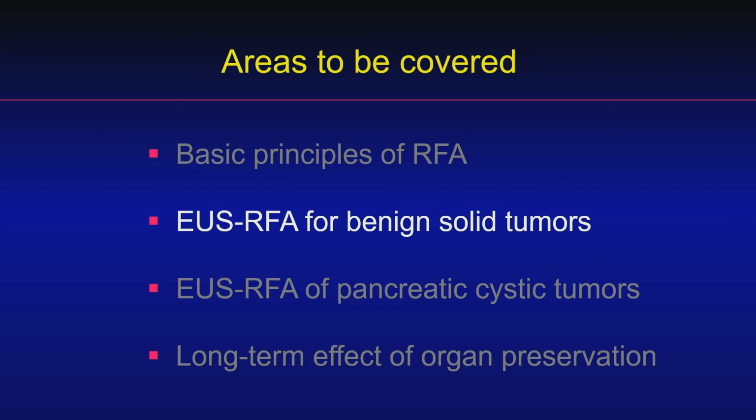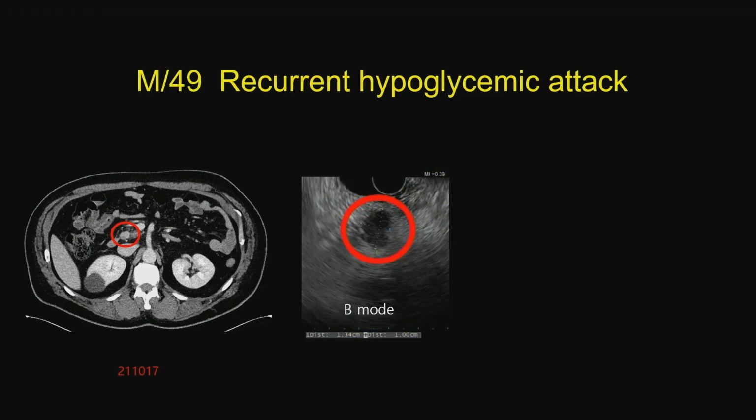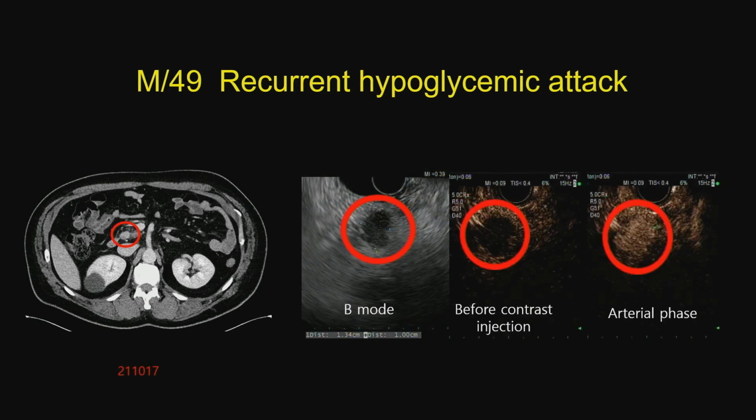Let me show you how this technique can be applied for benign solid tumor ablation. This is a 49-year-old male patient admitted because of recurrent hypoglycemic attacks. CT shows an enhancing nodule and EUS shows a hypoechoic elliptoid nodule. When you apply contrast-enhanced EUS, it shows very strong enhancement during arterial phase, which is consistent with neuroendocrine tumor, including insulinoma.